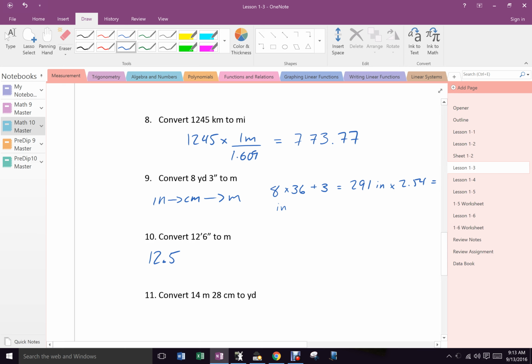So 12.5, and I want meters. I want meters, so it's 0.3048 over 1. 3.81.